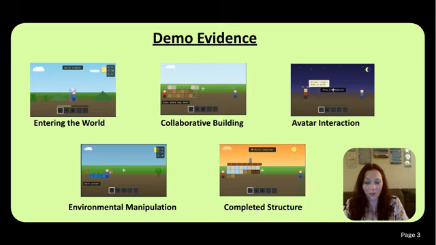We also see avatar interaction, where students coordinate actions and negotiate decisions in real time. Another image highlights environmental manipulation, which is the ability to shape and reshape the world. And finally, the completed build represents a collective artifact, a tangible outcome of collaborative learning. What's important here is that learning is embedded in action. Students are not just observing, however, they are designing, testing, and refining ideas within a shared space.